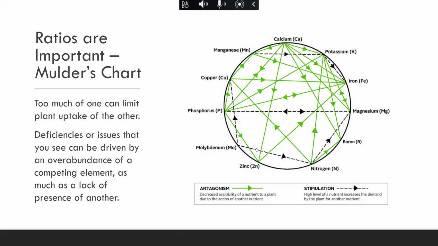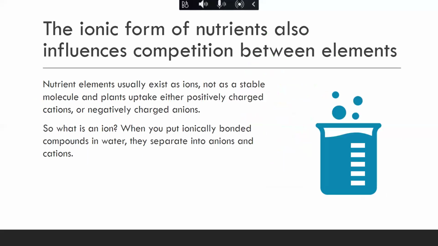So when you see something that looks like a deficiency, you actually might not have a deficiency after all. You might actually have an overabundance or an excess of another nutrient that's competing, as much as a lack of a presence of another. Now, the ionic form of nutrients is also influencing that competition between the elements.